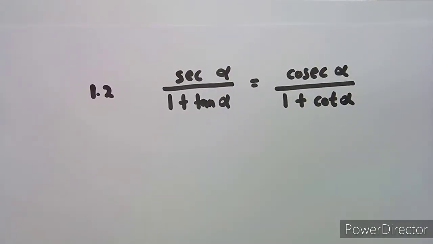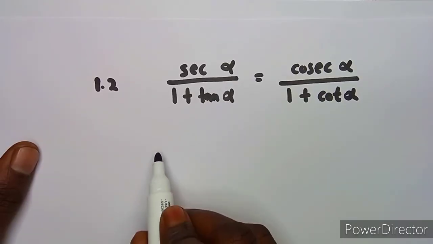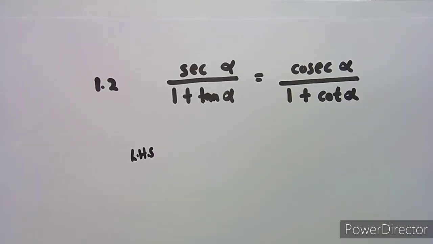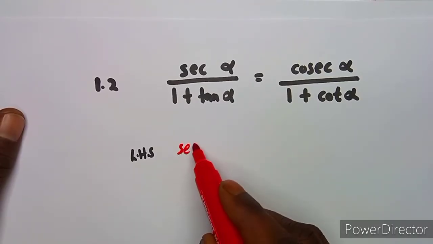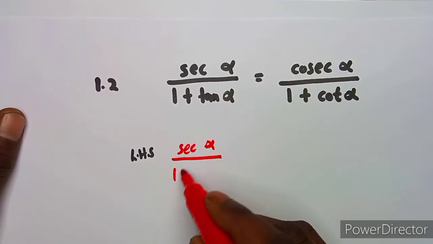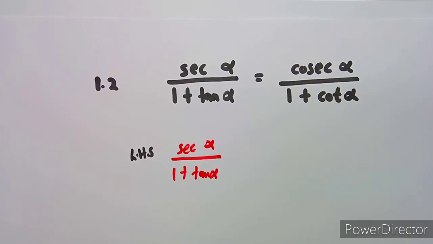Okay, so this is it, guys. We know that whenever we are proving identities, we have to pick a side that we are going to work from. In this case, let me say I've decided to choose the left hand side, where I am given sec alpha over 1 plus tan alpha. This is what I'm given on the left hand side.